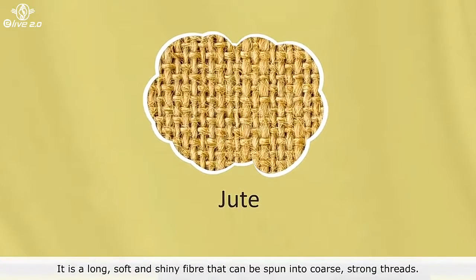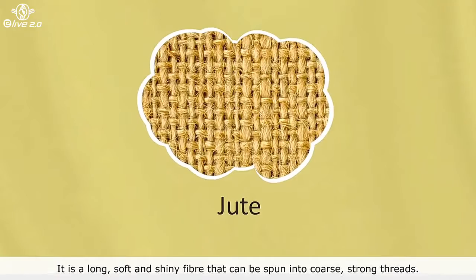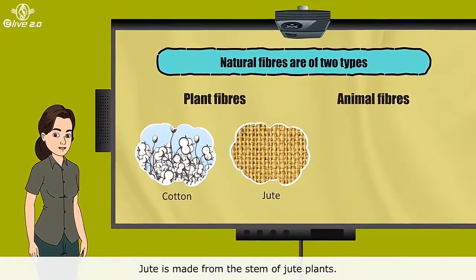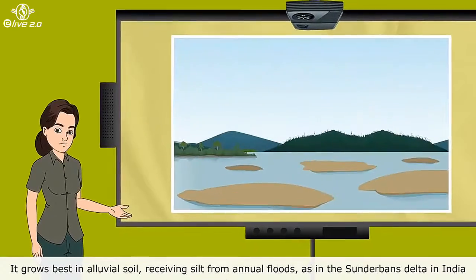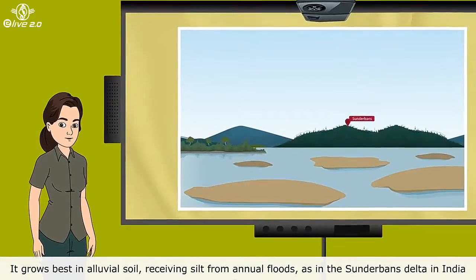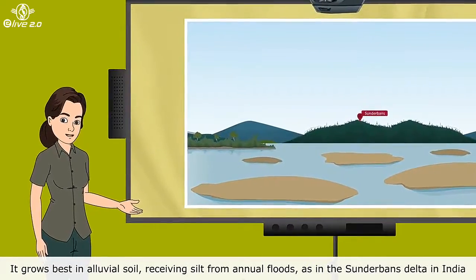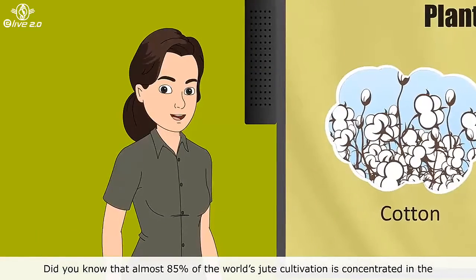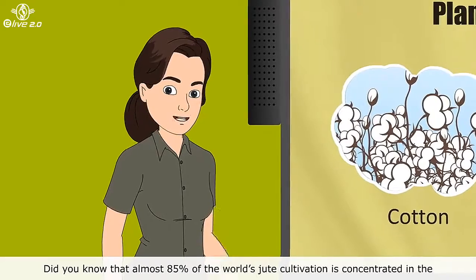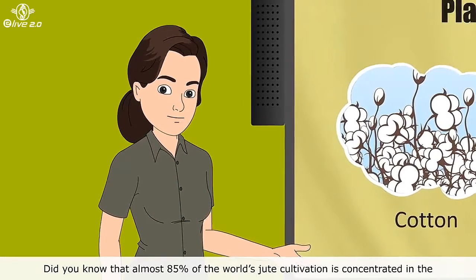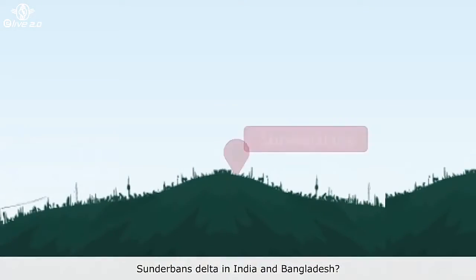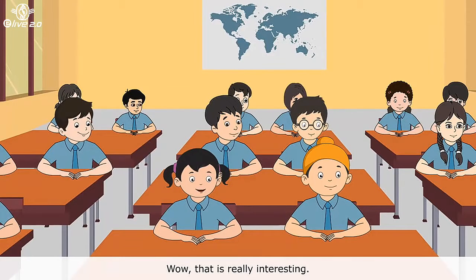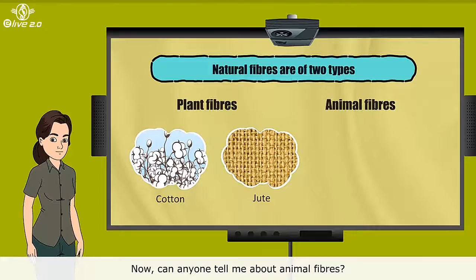It is a long, soft and shiny fiber that can be spun into coarse, strong threads. Jute is made from the stem of jute plants. It grows best in alluvial soil, receiving silt from annual floods, as in the Sundarbans Delta in India and Bangladesh. Did you know that almost 85% of the world's jute cultivation is concentrated in the Sundarbans Delta in India and Bangladesh? Wow, that is really interesting.